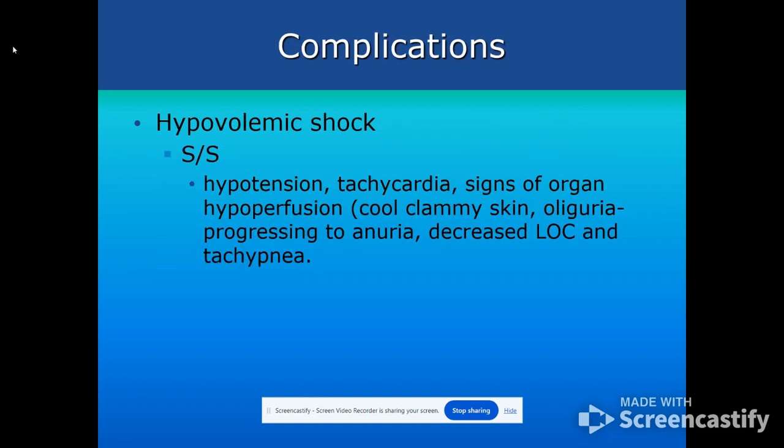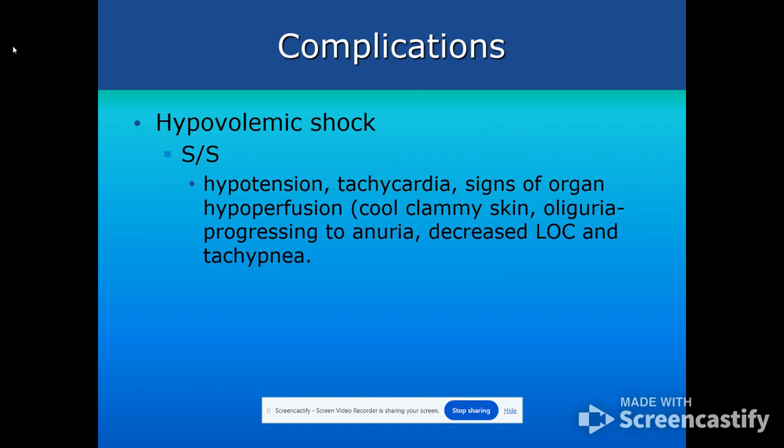So some complications that can occur: hypovolemic shock. Some signs and symptoms of hypovolemic shock are hypotension, so low blood pressure, and tachycardia, because your body is going to try to compensate by raising the heart rate. You can have signs of organ hypoperfusion, which means blood is being shunted away, especially from the kidneys, which are one of the first things to shunt to stop the blood flow. Therefore, they're going to stop producing urine. So that's one of your first indicators of a patient going into hypovolemic shock: usually they're going to have less than 30 mLs of urine output an hour.